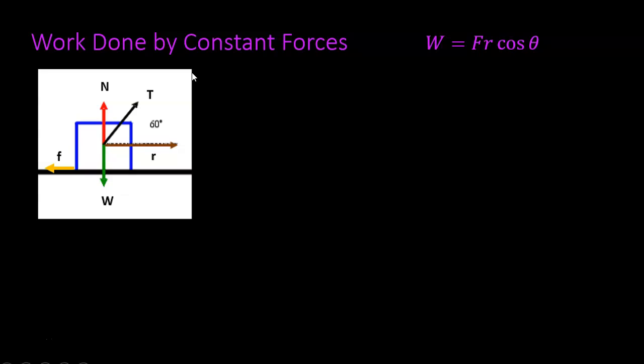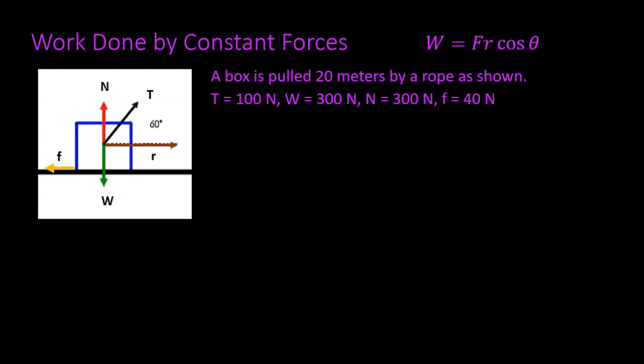Let's move on and look at work done by constant forces. When the force exerted on the particle is constant, it's relatively easy to calculate work using this formula. Here we have a box that is pulled 20 meters by a rope with a tension force of 100 newtons. The weight of the box is 300 newtons. The friction force is 40 newtons, and of course the normal force is 300 newtons. The question we're going to answer is how much work did each force perform on the box?